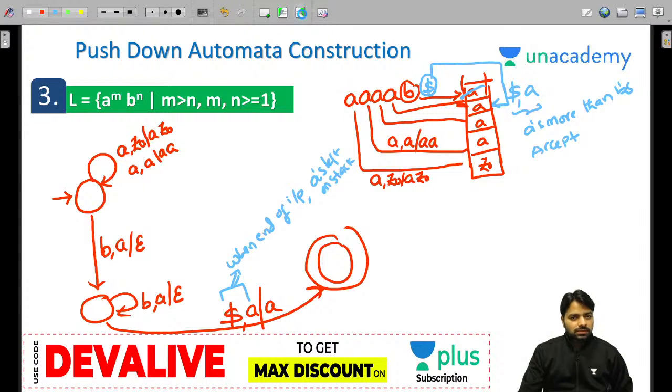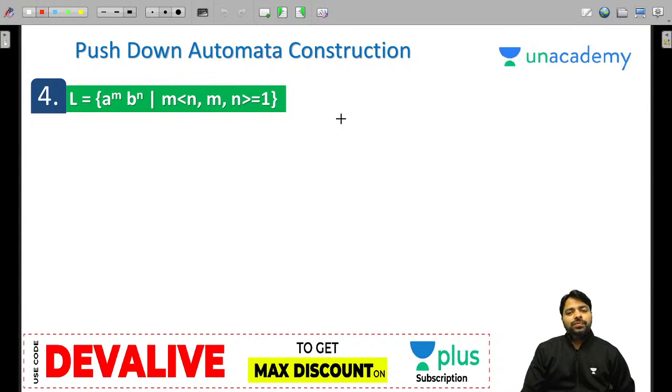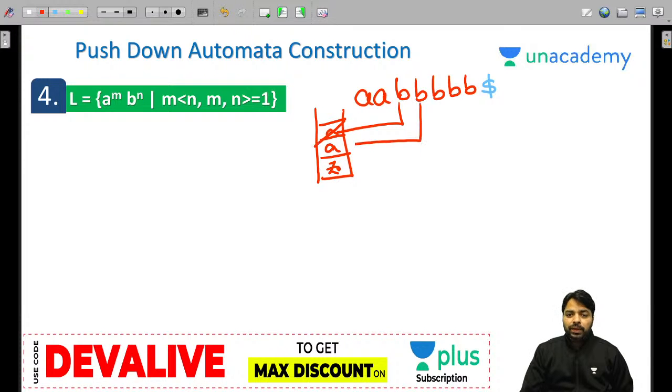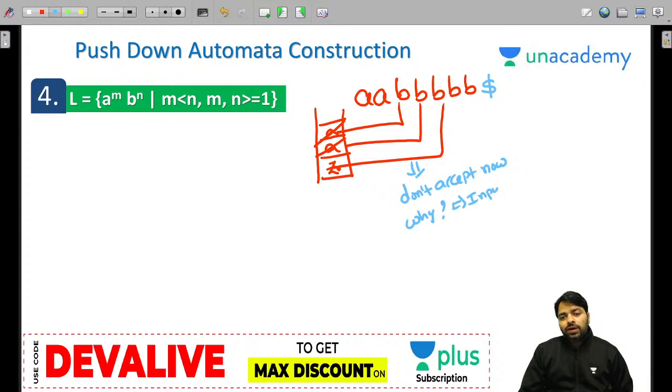Okay, now let's move on. Fourth one. Now, more B's. Now be careful. Dollar is at the end. And now we have initially just Z naught. A push, A push, B pop, B pop, B Z naught. Warning, don't go to final. Don't accept now. Why? Because input is not over.